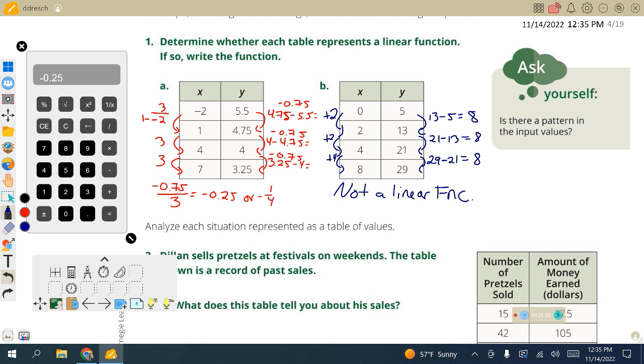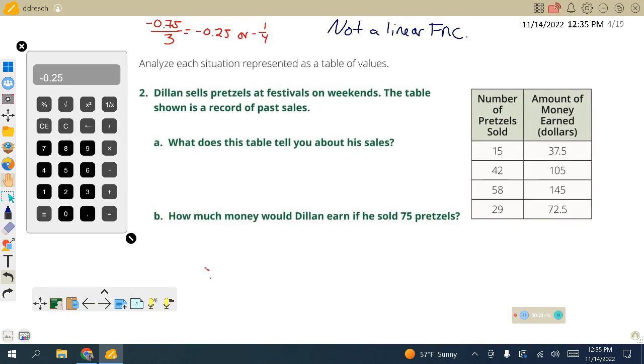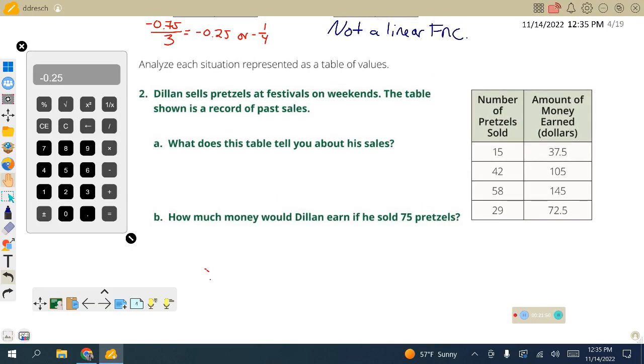Okay? So that's what we're going to keep focusing on with now some word problems. So let's take a look at these pretzels. All right. On number 2 down here. Whenever are you ever going to use this, it's math. Well, good chance. A lot of you probably won't. But in terms of how does this apply, definitely in businesses is where it applies, okay?